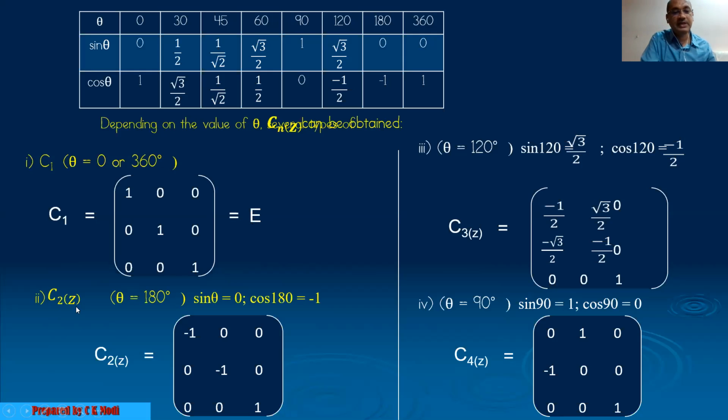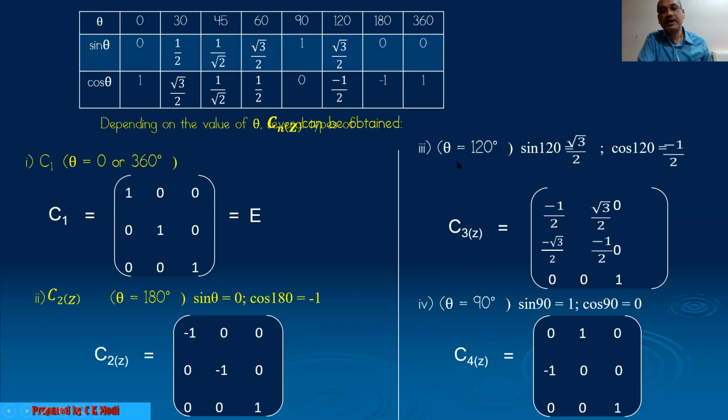For C2Z, if theta is considered as 180 degrees, sin theta is equal to 0 and cos 180 is equal to minus 1. So cos 180 is equal to minus 1, sin 180 is equal to 0, and cos 180 is equal to minus 1, with 0, 0, 1. So C2Z is equal to minus 1, 0, 0; 0, minus 1, 0; 0, 0, 1.